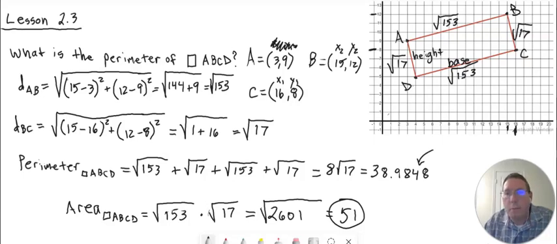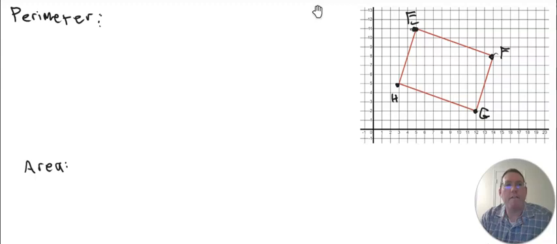Okay, I think we should do a couple more examples. Let's identify the perimeter and the area of this rectangle over here, EFGH. So what we're going to need is the length of EF, the length of FG, the length of GH, and the length of EH. Now, since it's a rectangle, we only have to find two of them. So we have to find EF and FG.